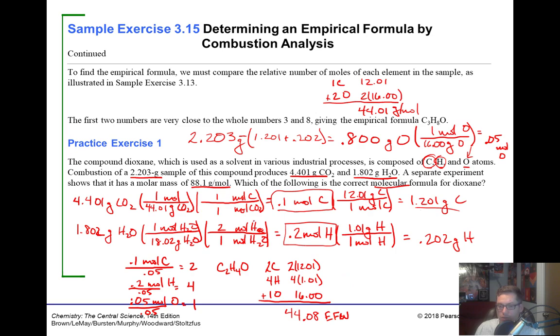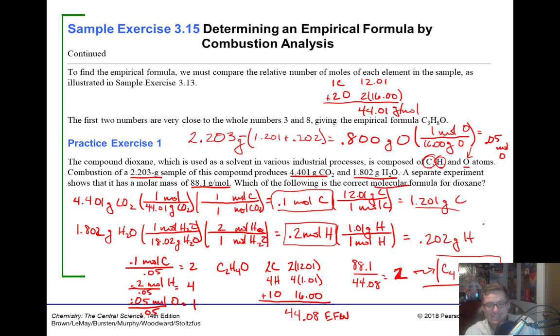Okay. Now we just take the molar mass they gave us, 88.1, and divide it by the empirical formula weight that we found. So 88.1 divided by 44.08, and we obviously get something really, really close to 2, the weirdest 2 I've ever drawn in my entire life. So 2, and so that means we multiply all the subscripts by 2, so our C2H4O becomes C4H8O2. So that is the molecular formula for dioxane.